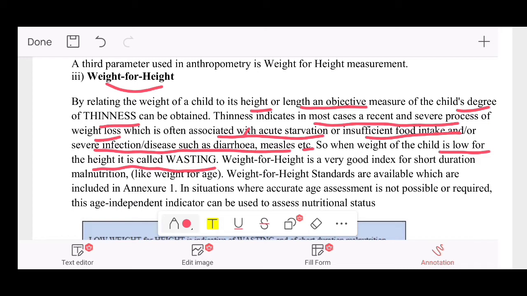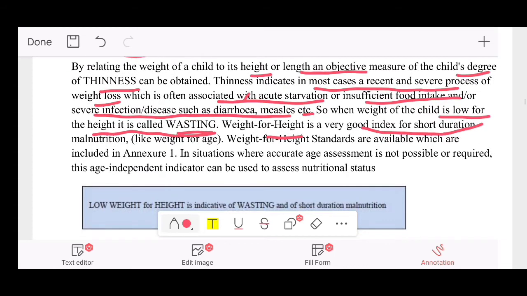So that we can say, according to their height, the weight should be proper. When the weight of the child is low for the height, it is called wasting, which means they are going towards malnutrition. Weight for height is a very good index for short duration malnutrition. If we take the weight and height at the same time, then by these two factors we can tell shortly whether they are in proper nutritional status or not.